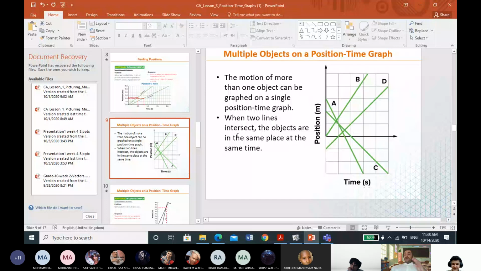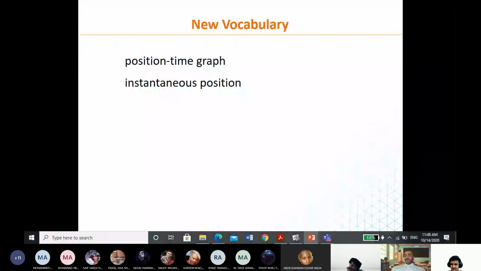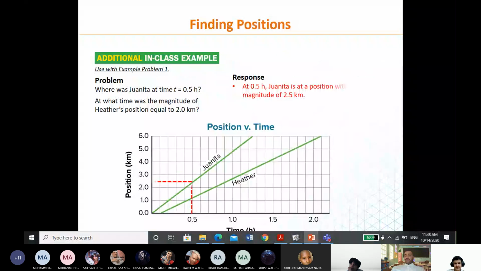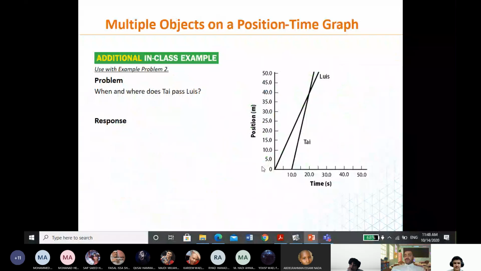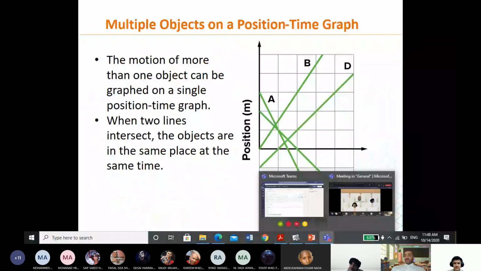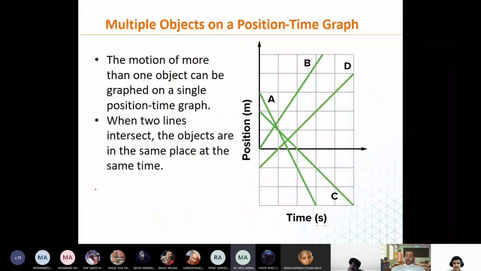When two lines intersect, then what, guys? If two lines intersect here, let's say, when two lines intersect, what will happen? Who can tell me? Yes, you can. Let's say here the two lines intersect, or here.